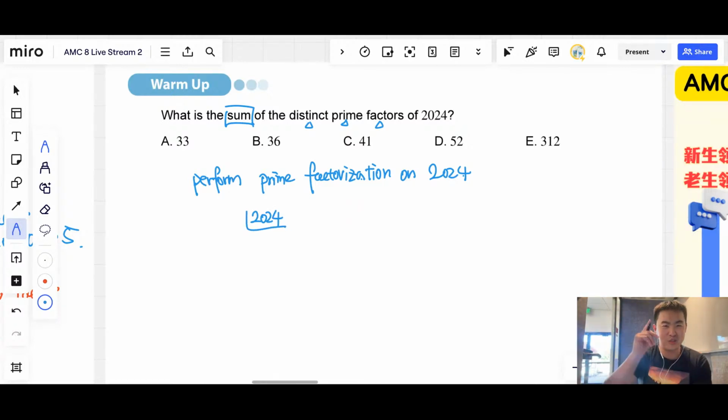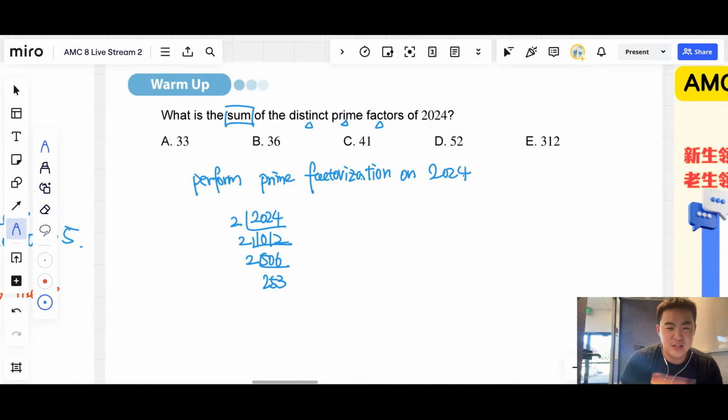Let's observe the number. It's even, right? So what is the first prime factor you should consider when given an even number? You should do 2, okay? So we are left with 1012. Then divide by 2 again, because the last digit is 2, which is also even. So we have 506. 6 is an even number, divide by 2 again. Then we no longer have an even number but an odd number, 253. So is this a prime number?